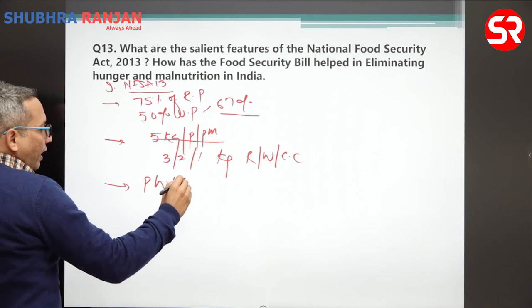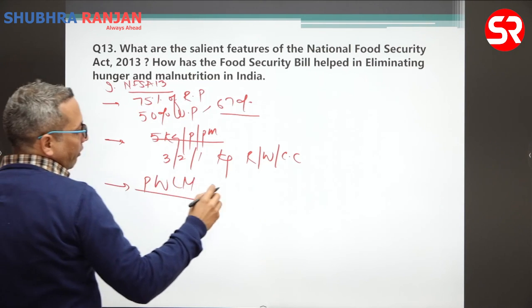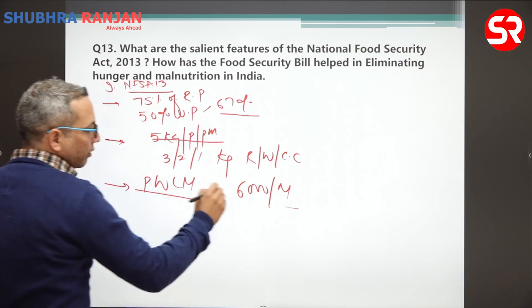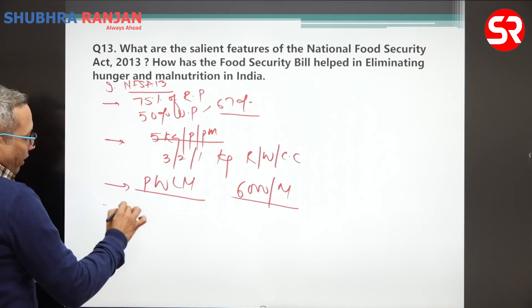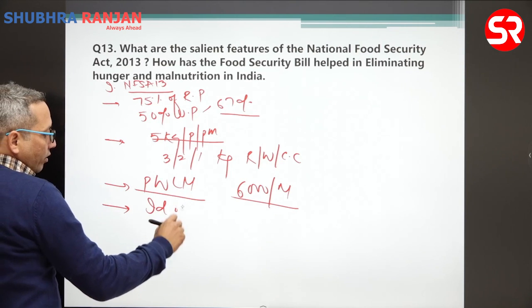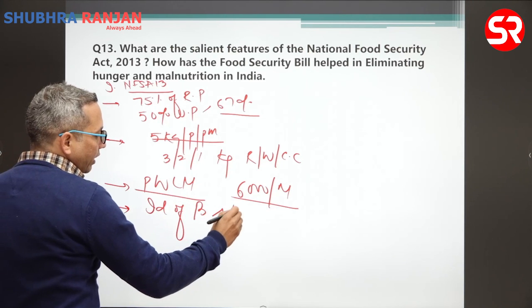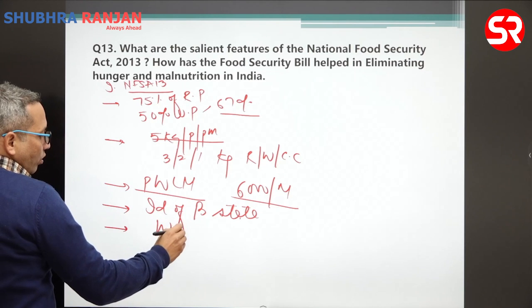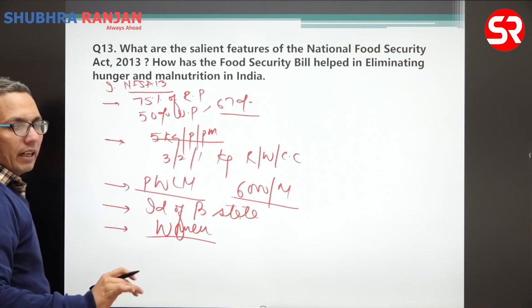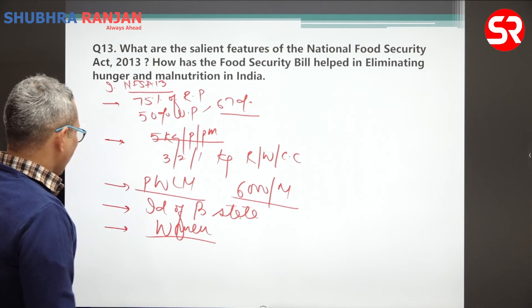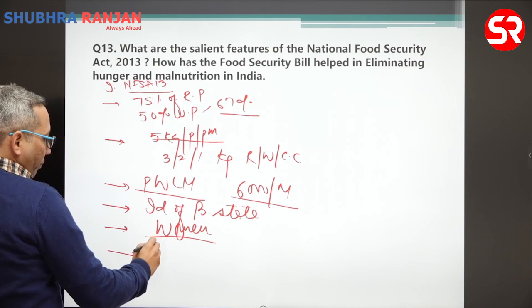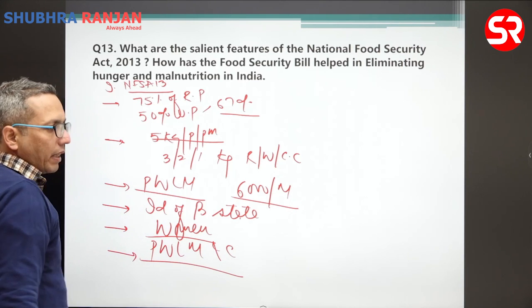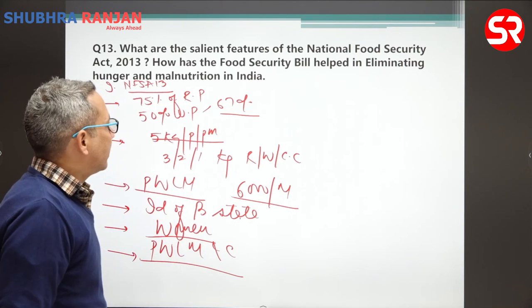Then pregnant women and lactating mothers would be given a benefit of rupees 6,000. Then the identification of beneficiaries will be by the state government. Then women of the house will be considered the head of the household for this purpose. Then pregnant women, lactating mothers and children will be given meals under ICDS.